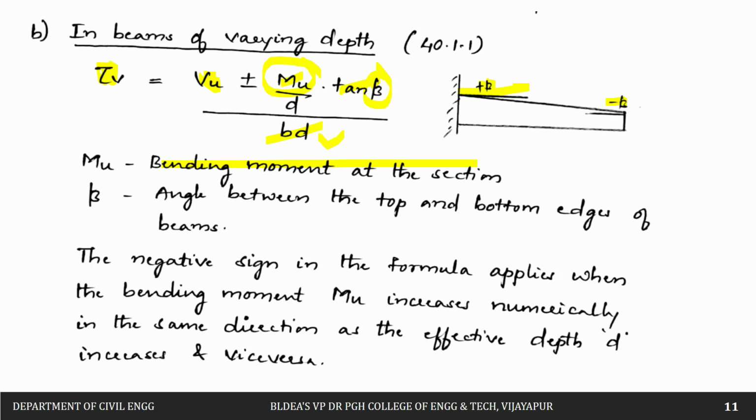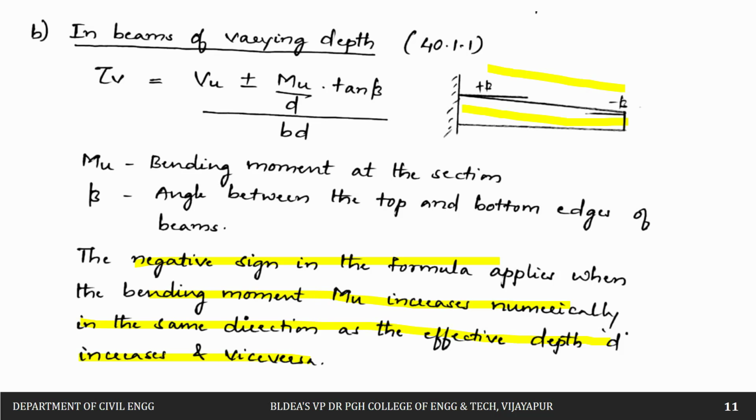Now here we have two signs, plus or minus. When to use plus and when to use minus? The negative sign is used in the formula when bending moment increases in the same direction as the effective depth d increases, and vice versa. If you see here the cross section is increasing, and if the bending moment is going to increase in this direction, then we are going to use the negative sign, or vice versa.